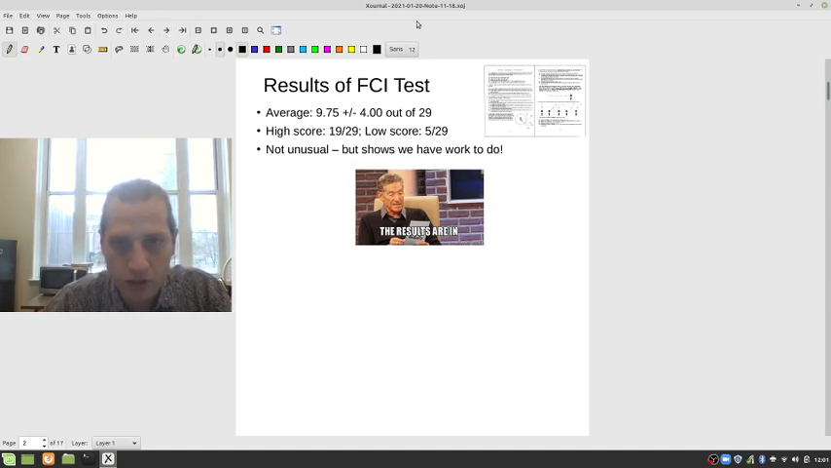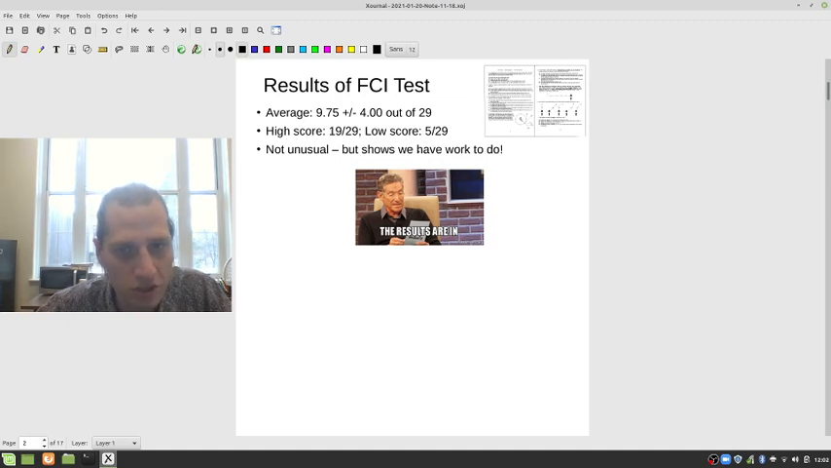So just to comment on our force concept inventory that we all took last Friday, the average score was 9.75 out of 29. So that's about 33 or 34%. The high score was 19, the low score was 5, and that's out of 29 questions. And I don't think that's too unusual.